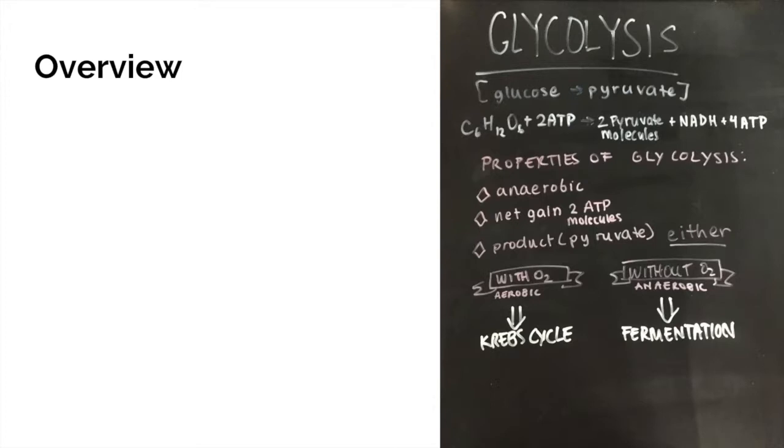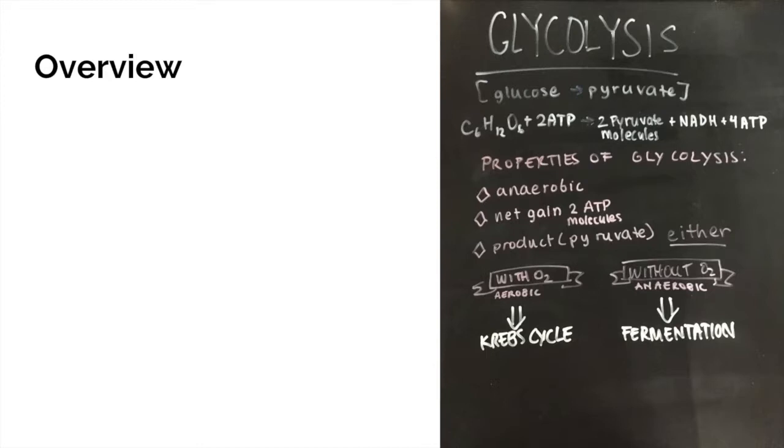Ultimately, some properties of glycolysis that often come up in either multiple choice questions, or are sometimes important to mention in long answers, are that it's anaerobic, you have a net gain of 2 ATP molecules, and your product at the end of this is pyruvate.